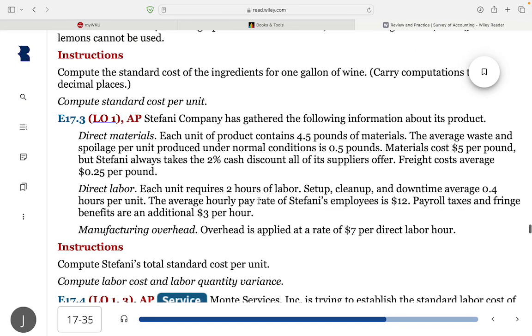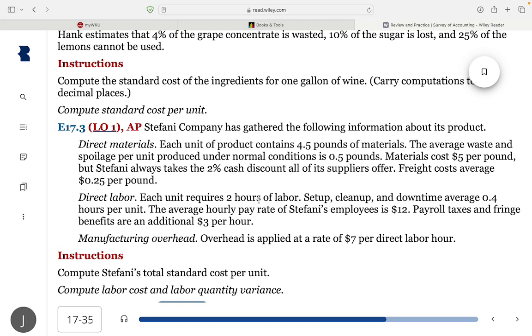So let's go back to the problem. Let's talk about direct materials. So Stefani Company's gathered the following information about its product. It's trying to establish standard cost. So the direct materials, each unit of product contains 4.5 pounds of material. So obviously that's going to be factored in. The average waste and spoilage per unit produced under normal conditions is 0.5 pound.